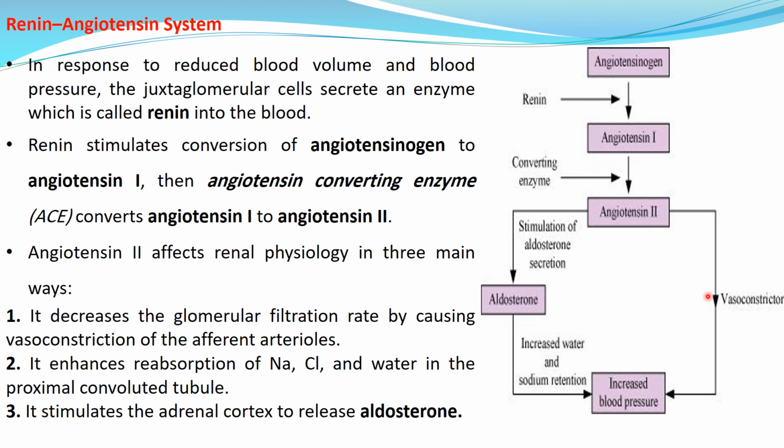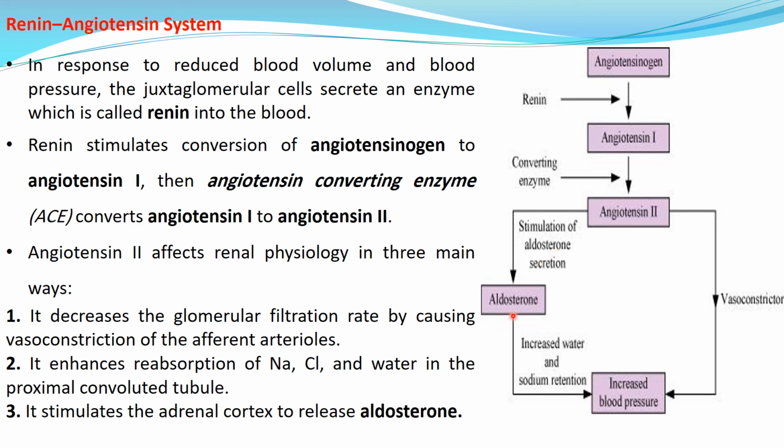systemic vasoconstriction. When you have vasoconstriction, the blood pressure might return back to its normal situation, or the hypotension can be returned back to its normal phase. The second pathway which angiotensin 2 can act through is the stimulation of aldosterone secretion. We will explain the impact of aldosterone later.